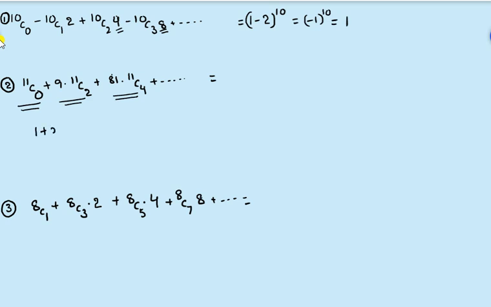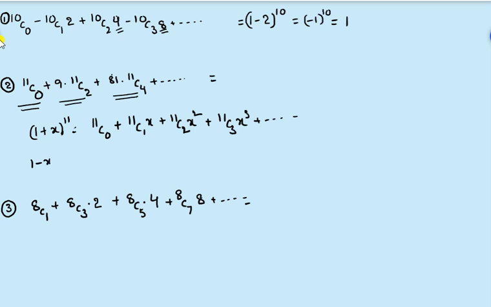Array, we know the expansion of (1 plus x) whole to the power of n, or directly I can say the expansion of (1 plus x) whole to the power of 11. Tell me, what is the expansion of (1 plus x) to the power of 11? 11C0 plus 11C1 into x plus 11C2 into x square plus 11C3 into x cube plus and so on.